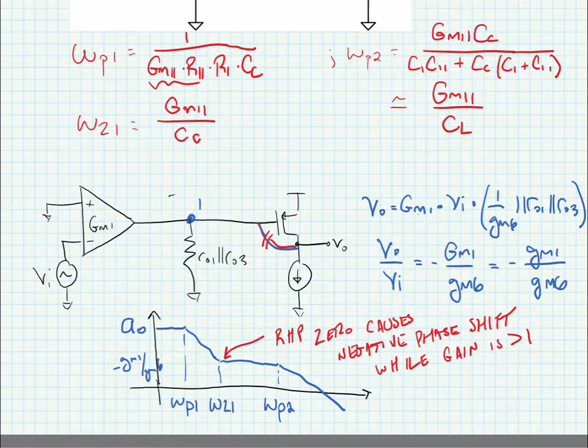Now, we know that having phase shift in excess of 180 degrees is a problem for us. This reduces our phase margin, and we don't want to have small phase margin, so we need to do something to get rid of this right half plane zero. So in the next video, we're going to look at some solutions to getting rid of this right half plane zero.